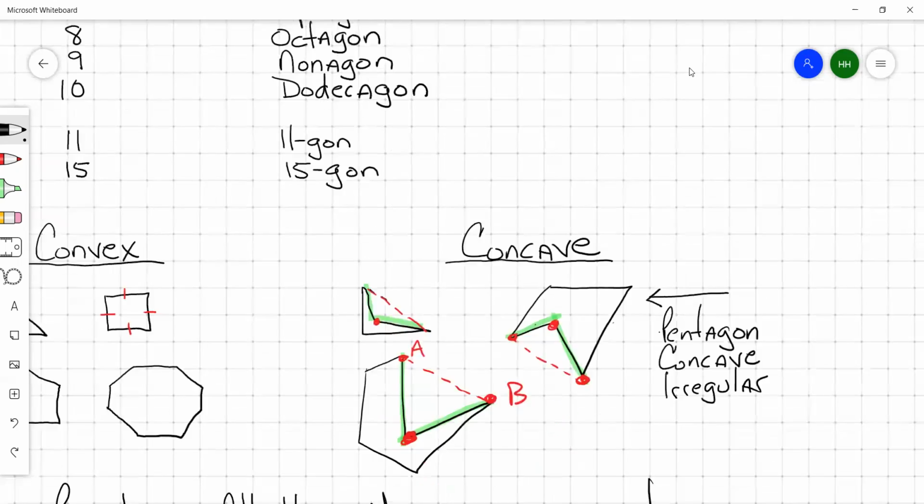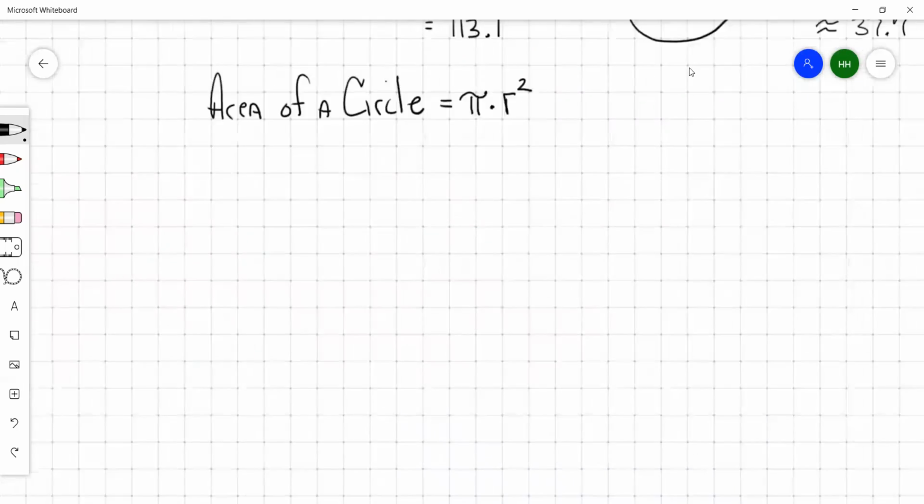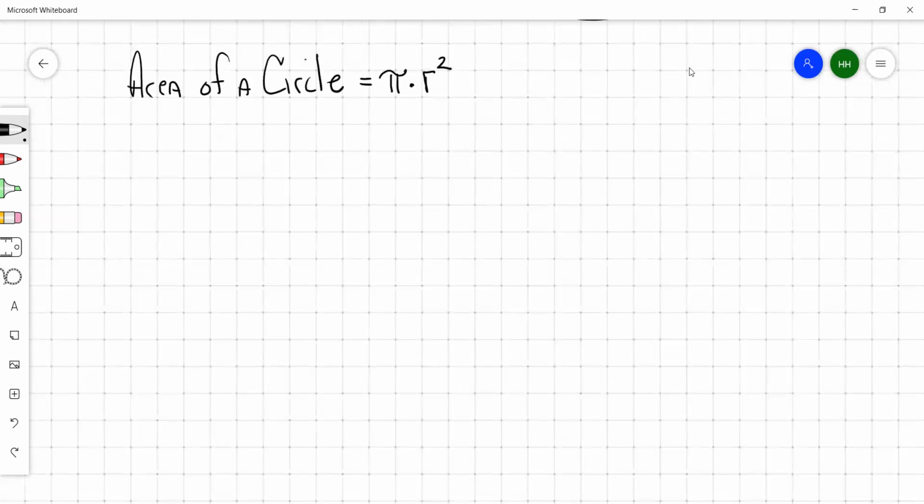Your practice problems for today. Page 61, problems 3 through 16. This is geometry practice.